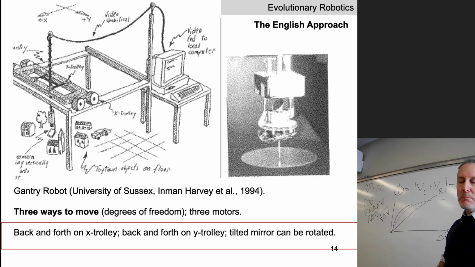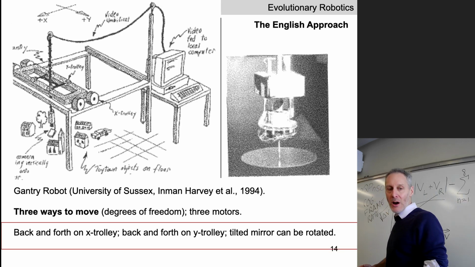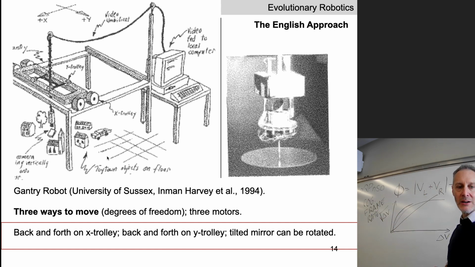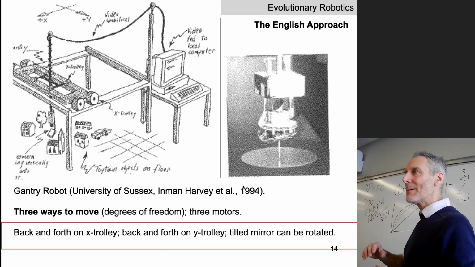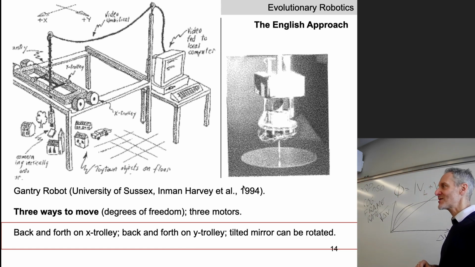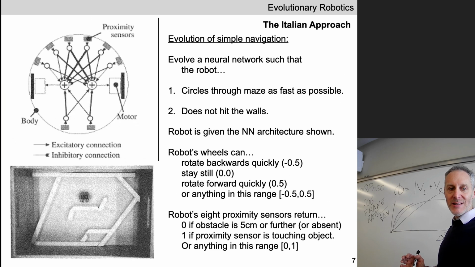Okay. Meanwhile, at this time, on the other side of the channel, the Gantry robot was being built in about 1994. There was a BBC episode at the beginning of the semester that I sent you. The BBC reporter went back to Sussex and talked to the Sussex researchers about this Gantry robot, which still exists in the lab back there. Okay, what is the Gantry robot? Like this setup here.